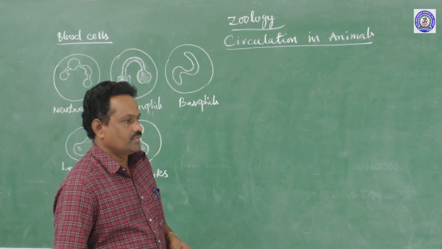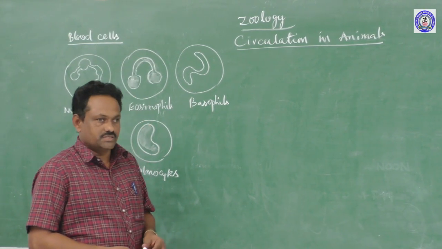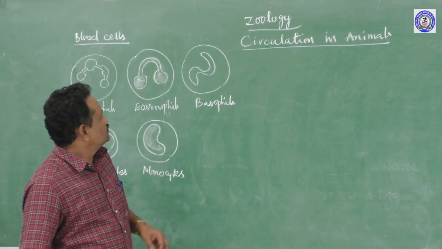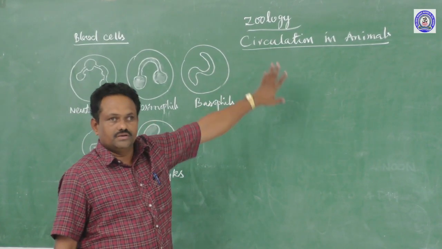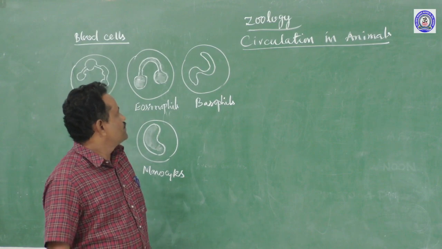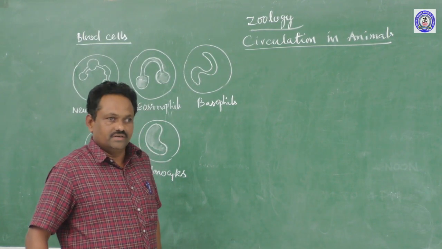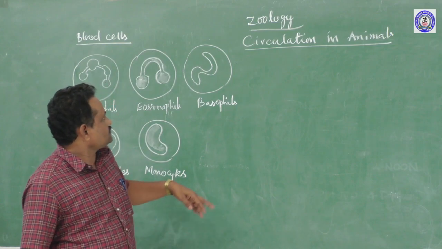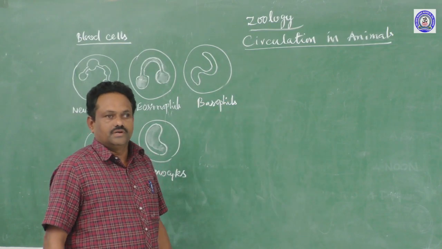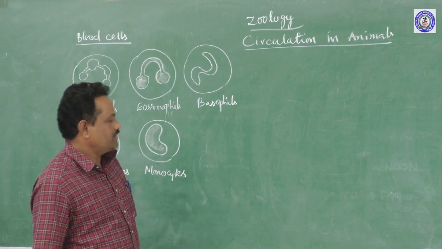Today we are going to discuss the circulation in animals. The circulatory system is a very well developed organ system seen in animals, especially human beings.